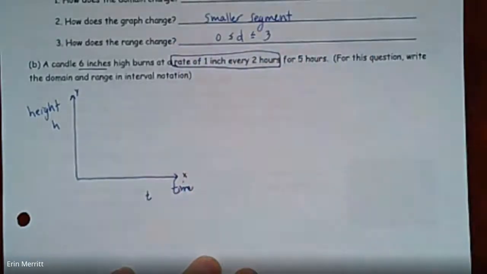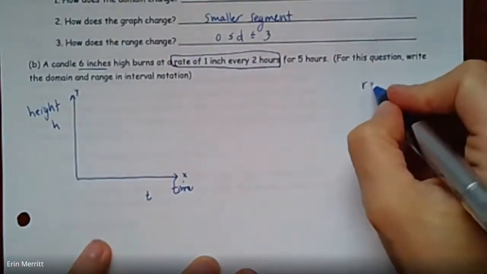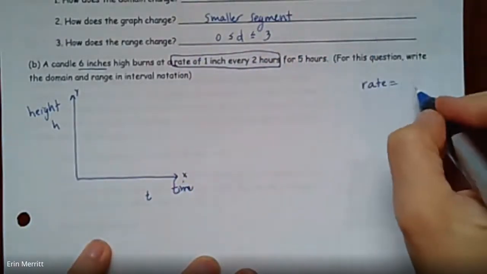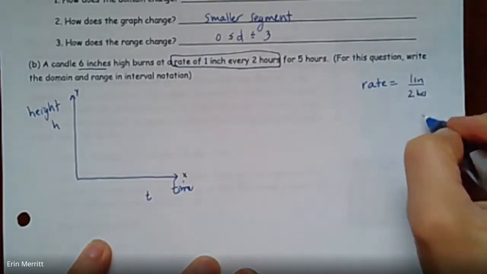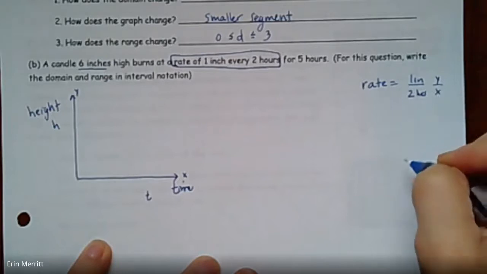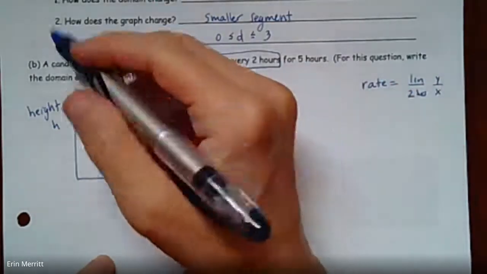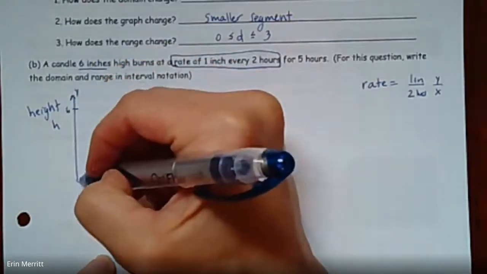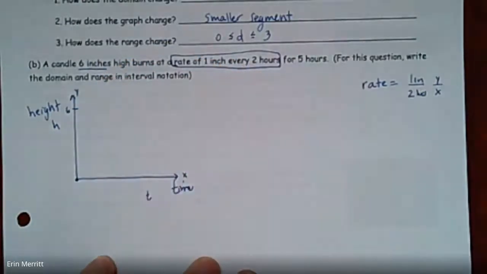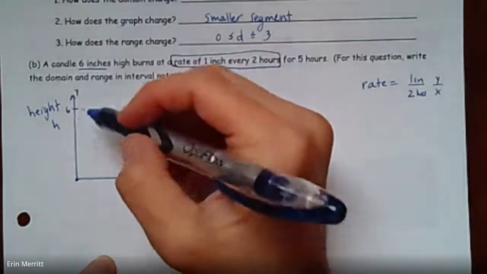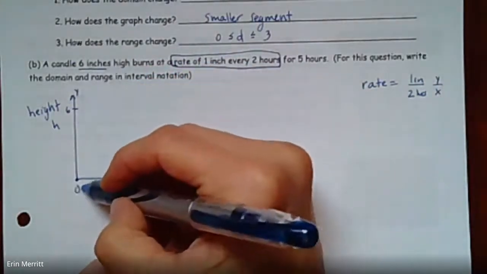So the rate, it's burning down 1 inch every 2 hours. I think that's Y over X. So that's a perfect setup right there. All right. So if it starts at 6 inches, let's just call that 6 up here. You could grab graph paper if you want to be more specific, but this is good enough otherwise. And then it's burning at a rate of 1 inch every 2 hours. So it's getting shorter. So it's going down 1 for every 2 hours of time that goes by.